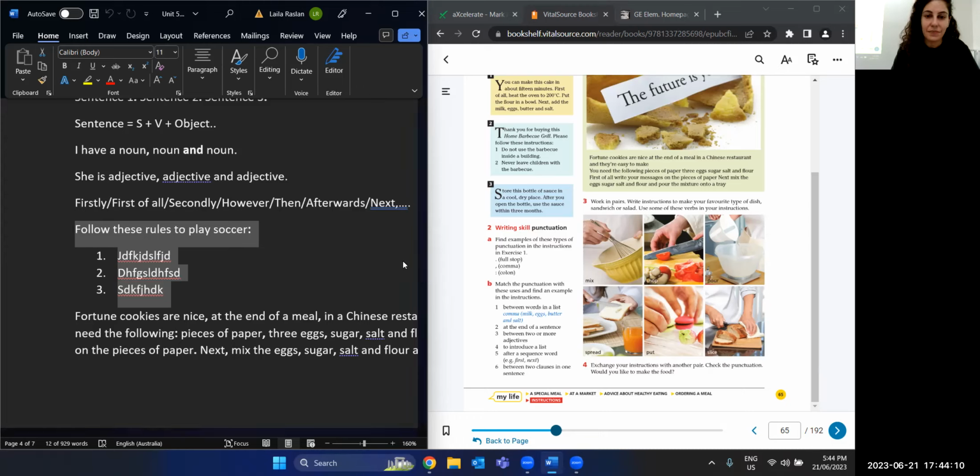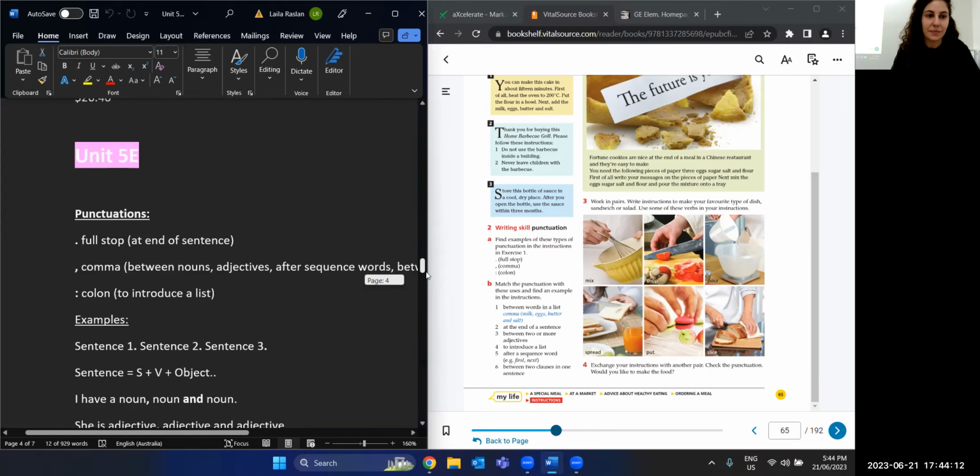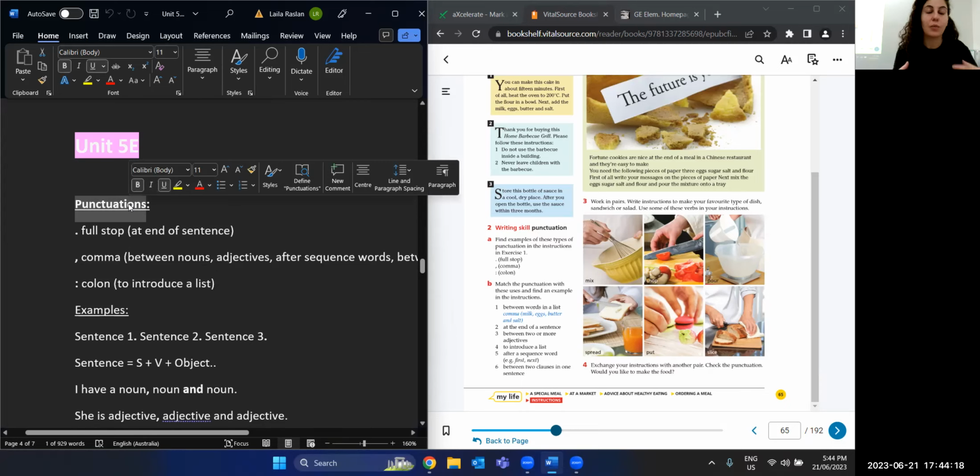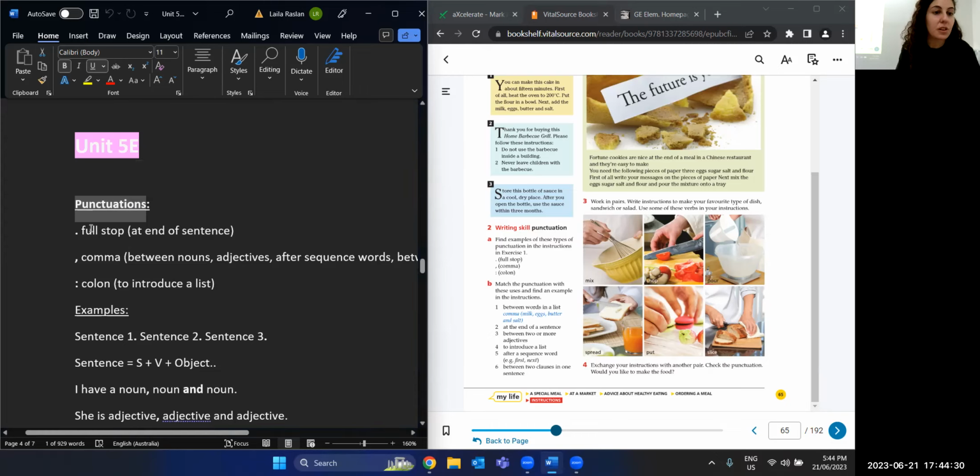So let's look back. Punctuations. We're talking about how to write. We must use rules when we write. And punctuations is one of the rules. Grammar is one of the rules. And punctuation is another rule. Punctuation is full stop, comma, and colon. There are many more, but these are just the basic common ones that we must learn.